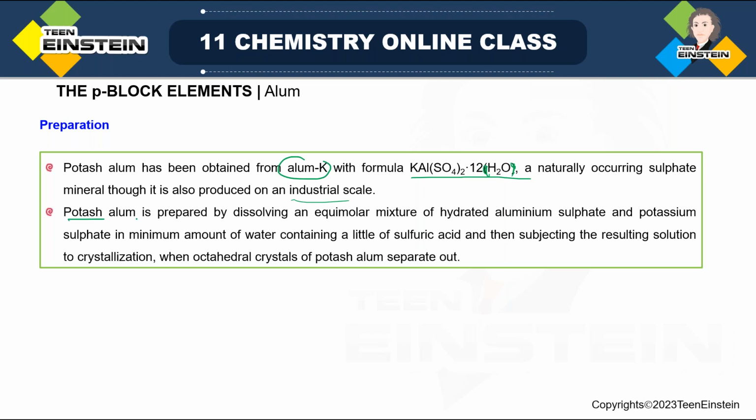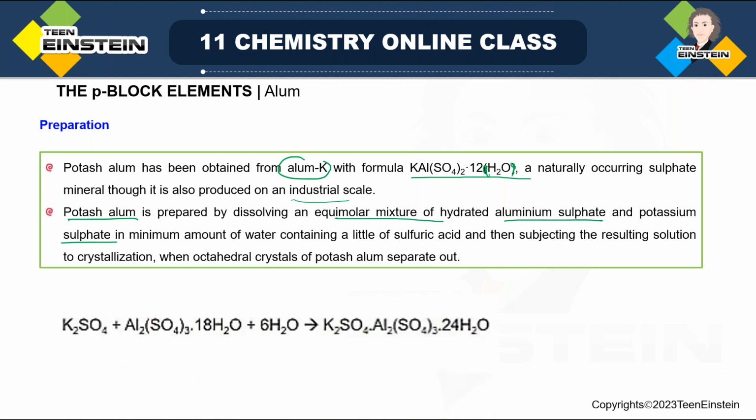Now to make potash alum industrially, we have to dissolve an equimolar mixture of hydrated aluminium sulfate and potassium sulfate. Why an equimolar mixture? Because if you look at the equation, ultimately this is the formula. Here both are basically 1:1. That is, individually K2SO4, potassium sulfate, and individually aluminium sulfate. These are the formulas, so we have taken it 1:1.